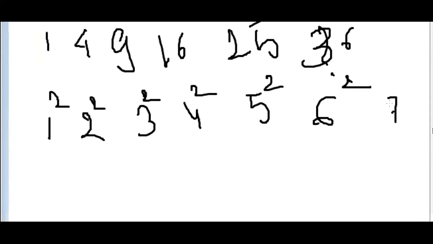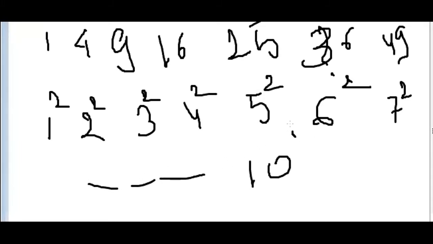Next number is going to be 7 square, and that is 49. So this series has to continue up to the 10 term. So 10 term means it has to be the square of 10, and that is going to be 100. So it is 1 square, 2 square, 3 square up to the 10 term.